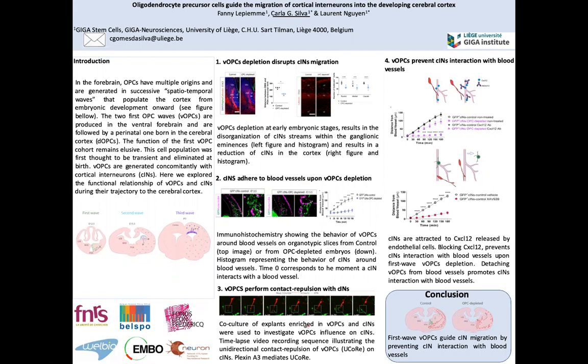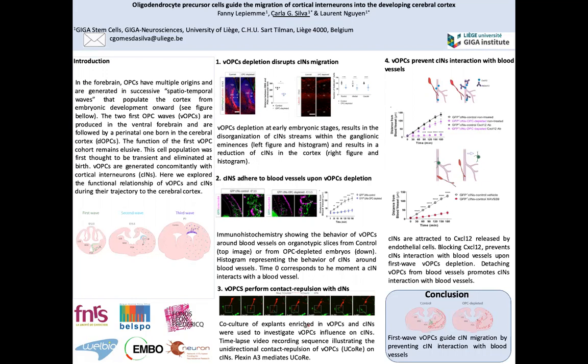As you may know, OPCs are generated in three distinct waves in the forebrain. The first is generated very early, at around E12.5, from the preoptic area and the medial ganglionic eminence, followed by a second wave generated by the lateral ganglionic eminence and also the caudal ganglionic eminence. Finally, the cortex itself generates the final wave of OPCs that will populate the entirety of the cortex.